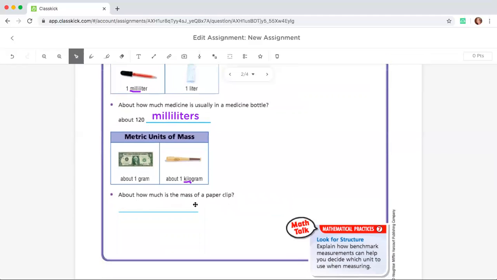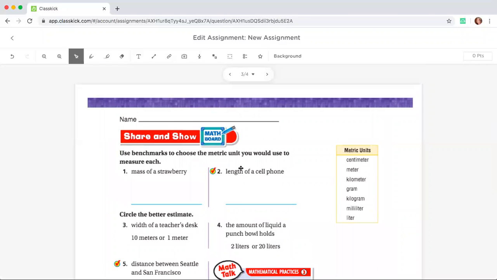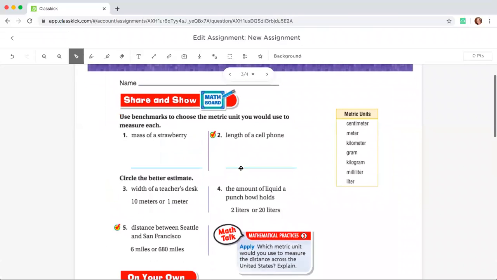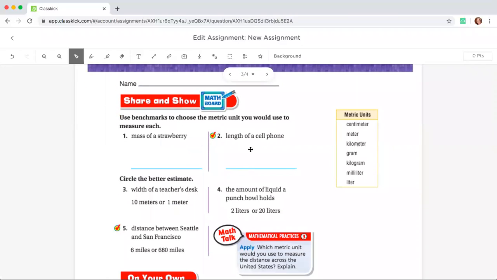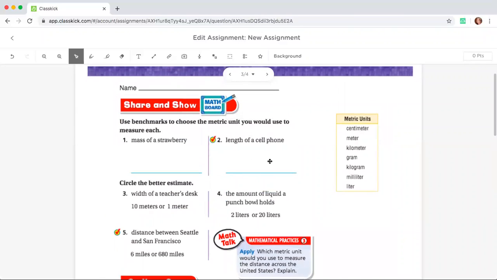So about how much is the mass of a paper clip? Well, I just told you that a paper clip is a gram, so it is about a gram each. It would take 1,000 paper clips to make a kilogram of weight. Okay, so on the next page that you're going to be working on, you're going to use benchmarks to choose the metric unit that you would use to measure each. They have the metric units over here on the side, and you need to figure out which one you would use.